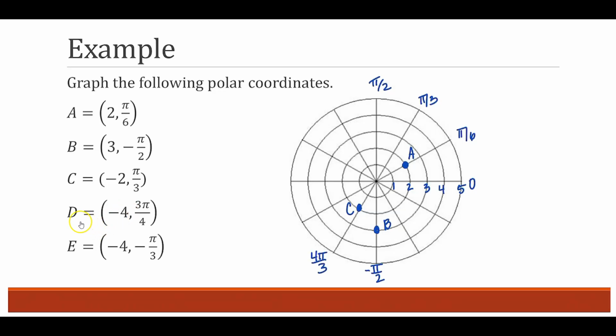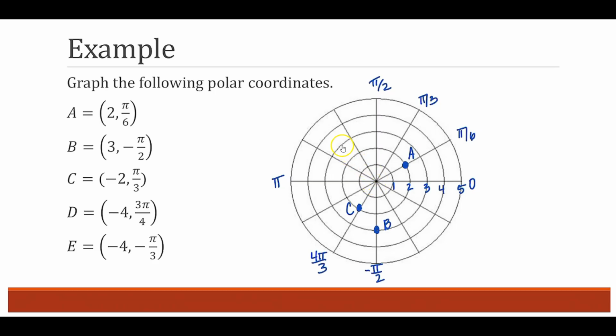Let's go ahead and try part D. We have -4, comma 3 pi over 4. So 3 pi over 4 isn't labeled for us. This is going to be an angle in quadrant 2, and it's actually going to be halfway between pi over 2 and pi, so halfway between a half and 1 pi, and so we can see that isn't actually drawn here as one of my line angles, but that's okay. I can still go ahead and graph this point.